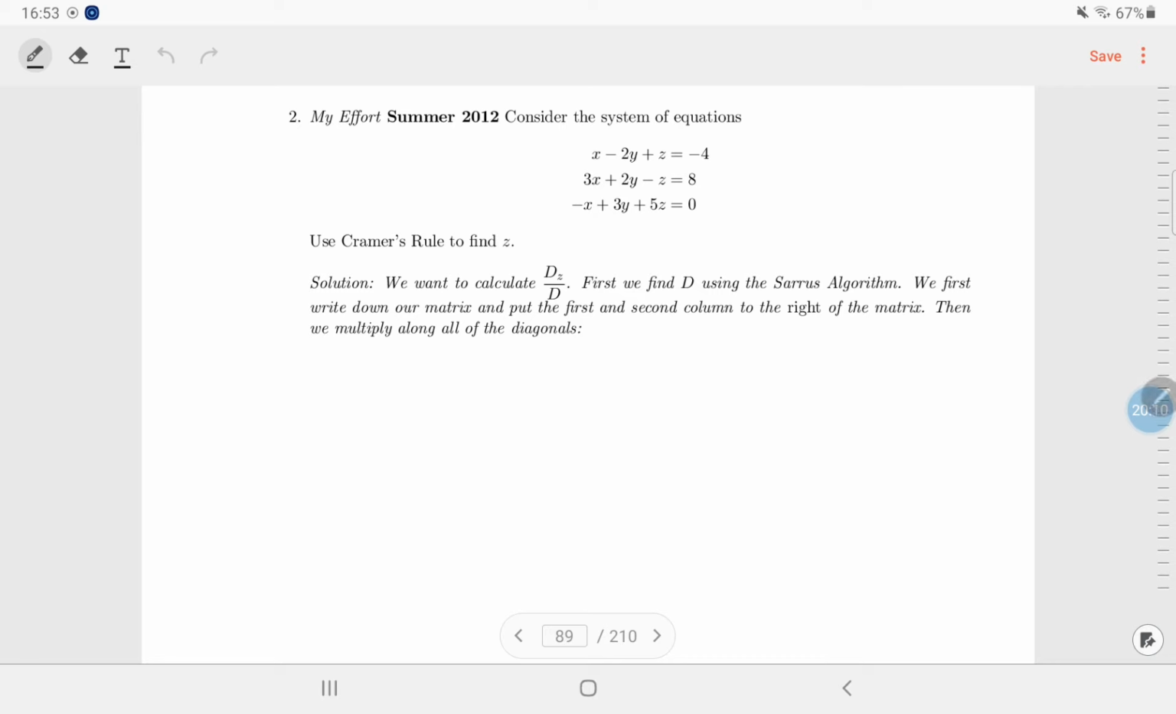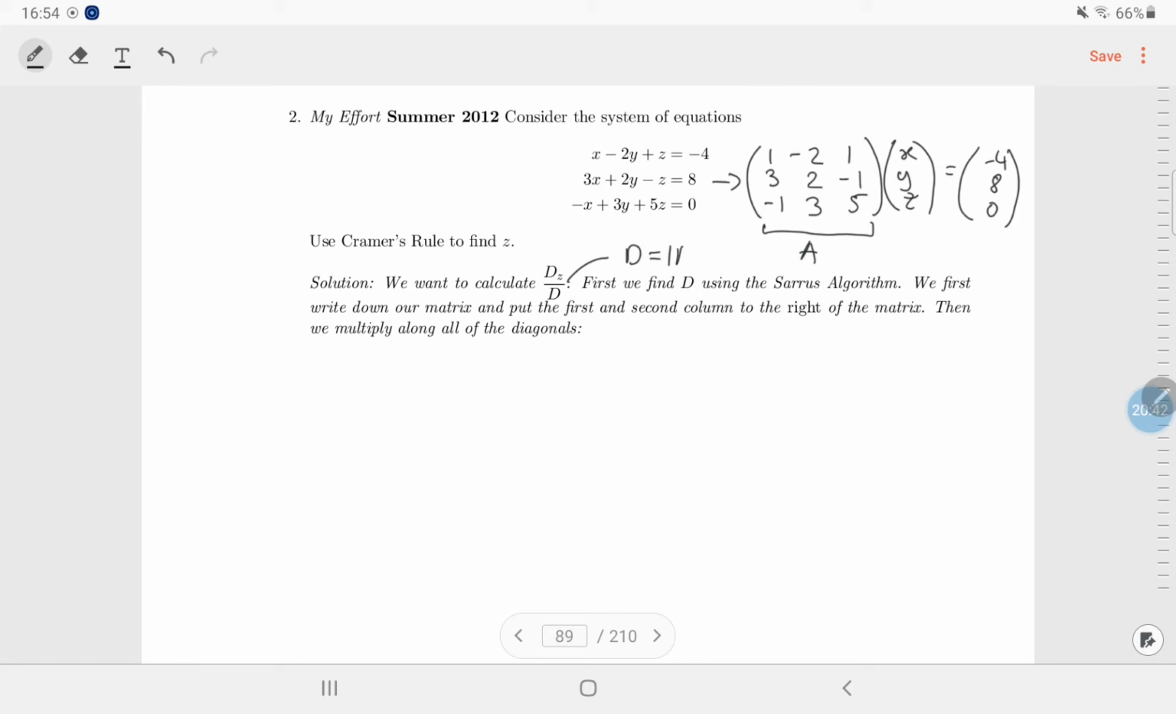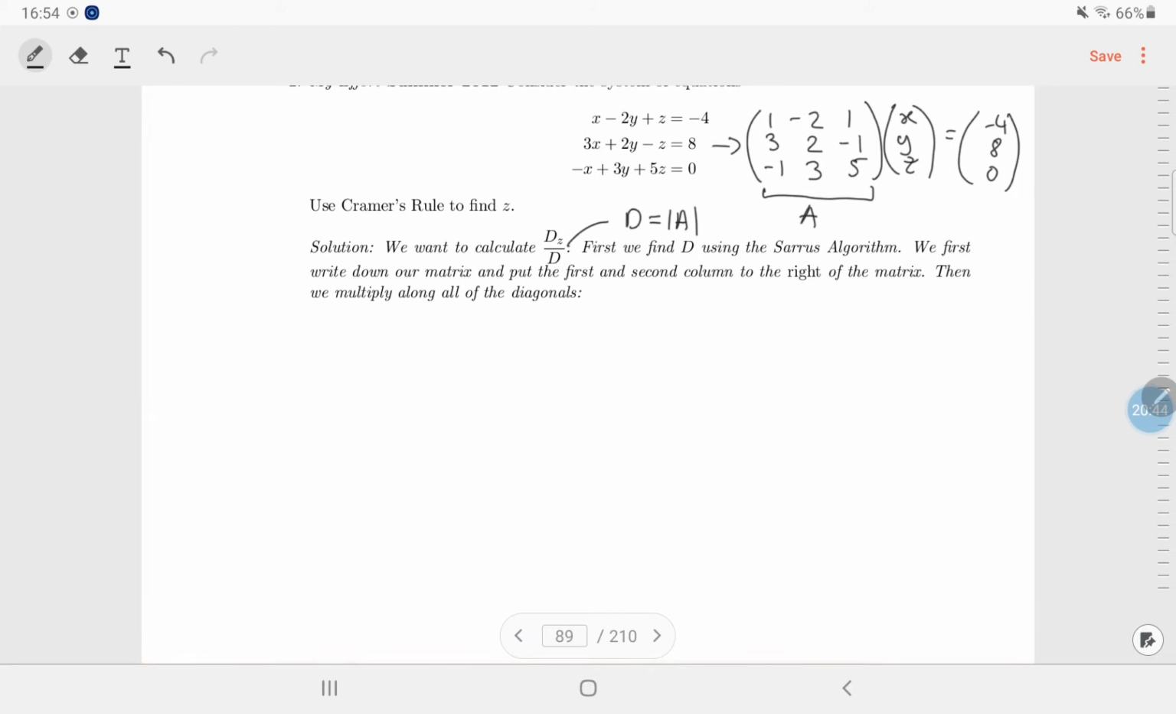So d is the determinant of the coefficient matrix. Maybe if we just write this as a matrix equation: 1x minus 2y plus 1z, 3x plus 2y minus 1z, minus 1x plus 3y plus 5z. That's the matrix of coefficients, times x, y, z, equal to the constants minus 4, 8, 0. So this here is A, and d is equal to the determinant of A. So I want to find the determinant of A.